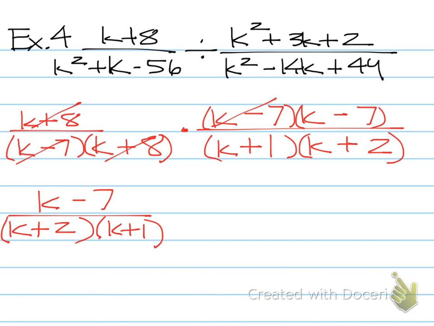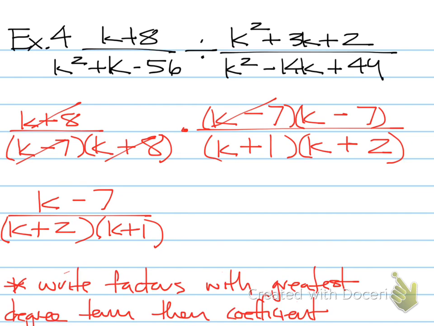All right, so in our denominators, we have k minus 7, k plus 8, k plus 1, k plus 2. So you're going to write the factors in order from least to greatest, and then the terms from the highest degree, then to the coefficients. Greatest degree term, then the coefficients. All right, so k cannot be negative 8, cannot be negative 2, cannot be negative 1, cannot be 7.